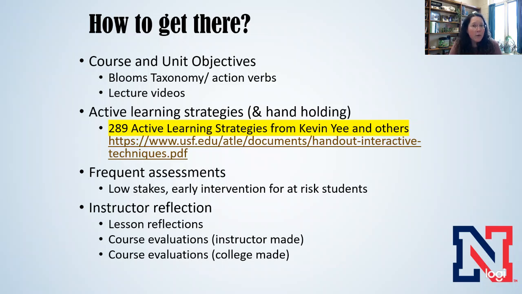Some of those are set forth by the state or by your department and division, but you should always be using those to contact the students with the information that you're trying to give them, using those action verbs so that they know what they need to do and how they're going to be tested. Ideally, in your online setting, you would have some lecture videos reaching out to those students to let them know more about it. We need active learning strategies, and that's going to involve some of this hand-holding and this caring as well.